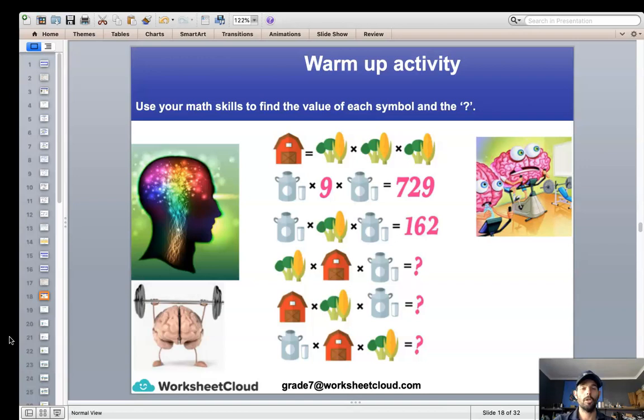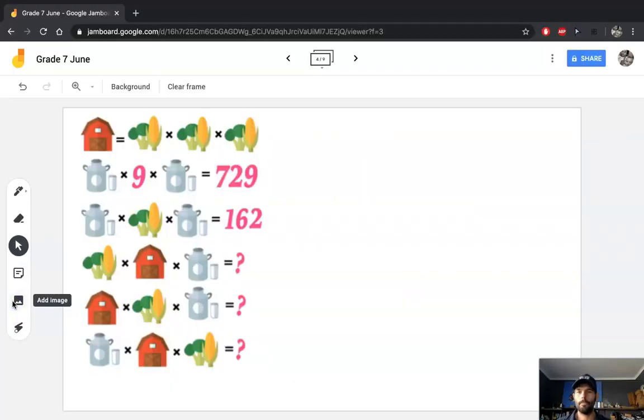There are some large numbers involved. Take your time when you work this out. Make sure you check your calculations. Tell me the value of each symbol and don't forget the question mark at the end. Right, good luck. So I actually started on the second line here.